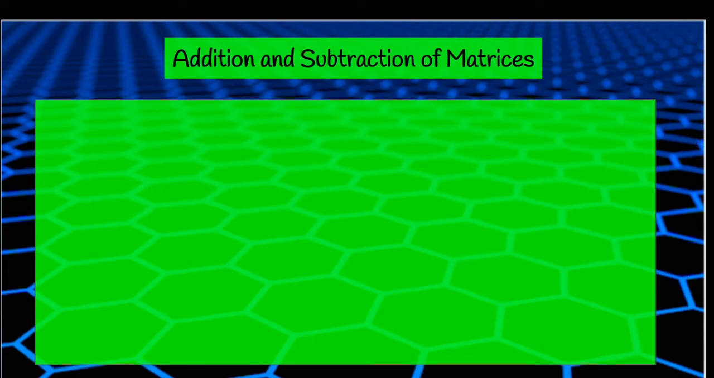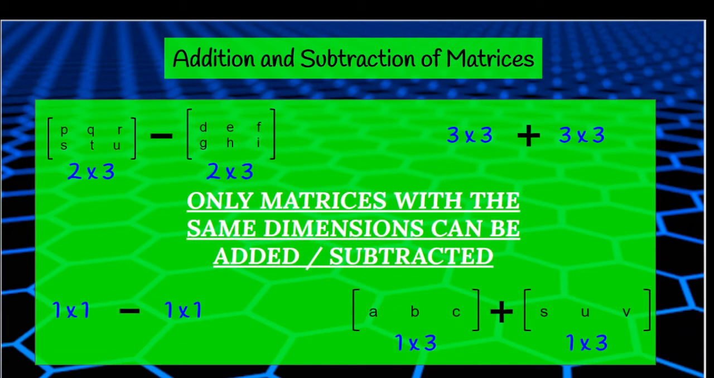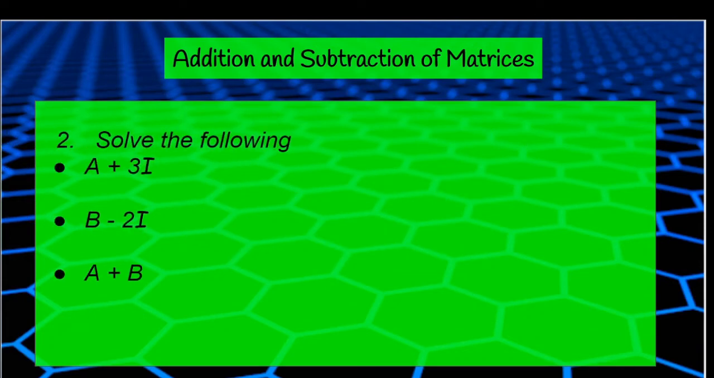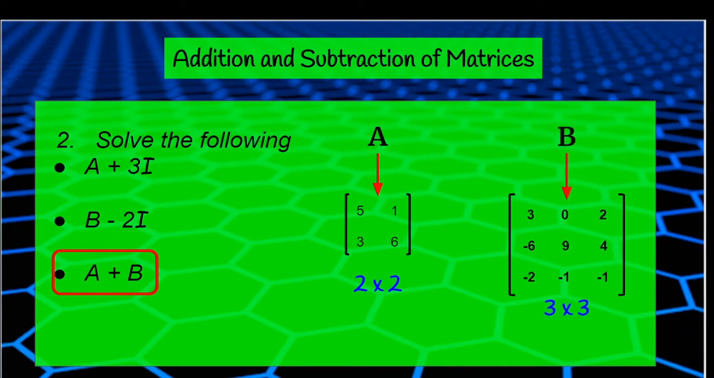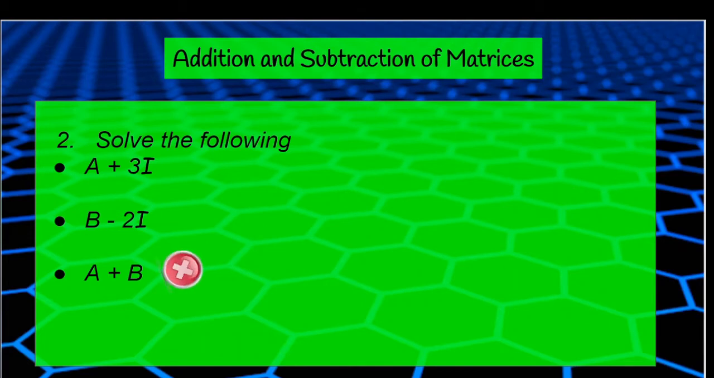So at this point, we can conclude that only matrices with the same dimensions can be added or subtracted. And going by that, when we take a much closer look at our question, we'll realize that the question right here is basically asking us to add a 2 by 2 matrix to a 3 by 3 matrix, which is not possible. So that eliminates this question from our list. Then you will notice for the other two questions, we'll have the letter I linked to them.